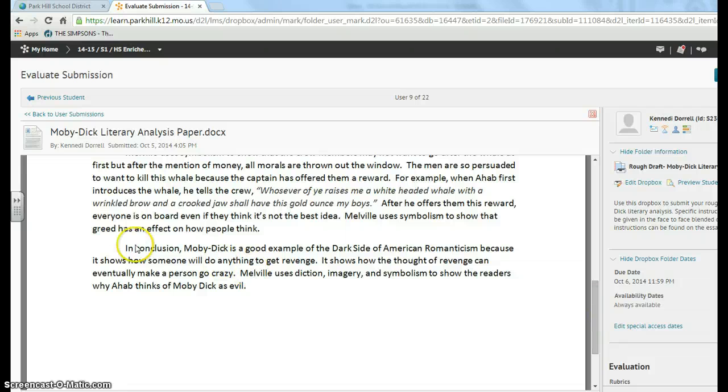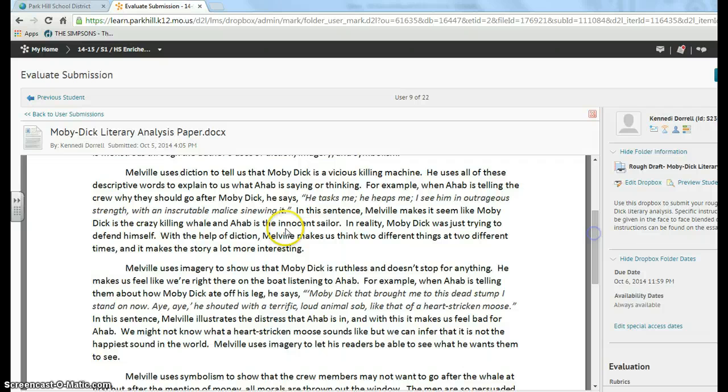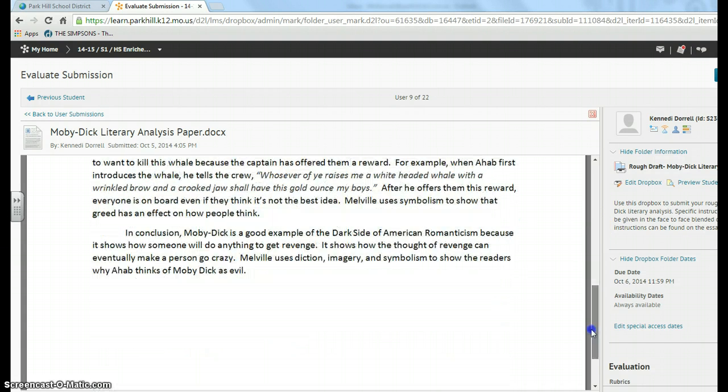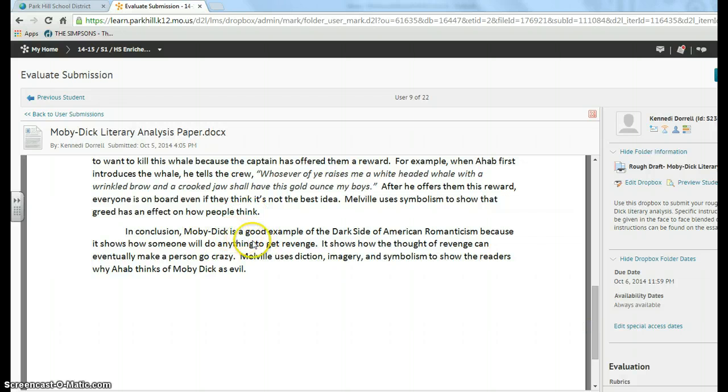As far as your conclusion goes, make sure that you restate your thesis. So up here at the top, where you first introduce your thesis, you mention the idea first before you mention the literary elements. So down here, you would maybe restate it by saying, through the use of diction, imagery, and symbolism, Melville is able to demonstrate to the reader that Captain Ahab believes Moby Dick is an evil being. Which you kind of have down here. Make sure that's your first sentence.